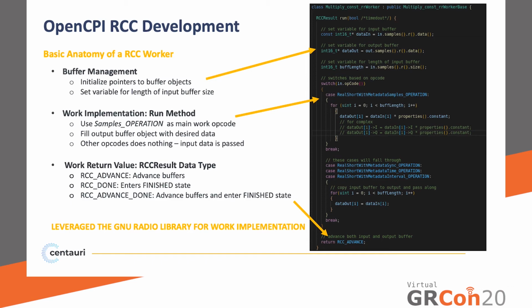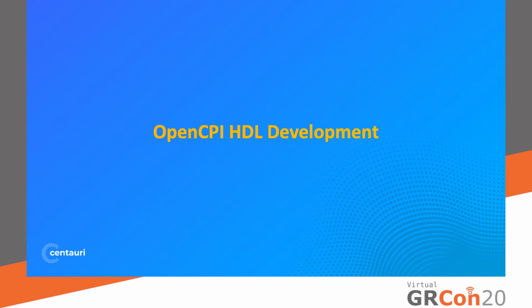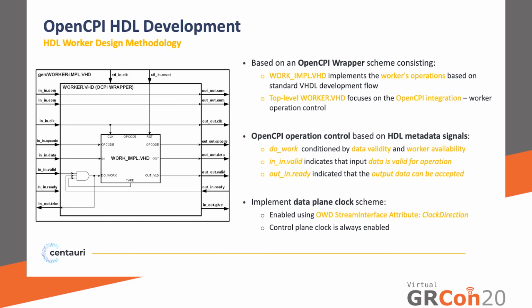For our case study, we actually leverage the GNU Radio work implementation. Next, I will highlight some key aspects of our HDL development. Our HDL worker design methodology is based on an OpenCPI wrapper scheme. This wrapper scheme allows us to use the standard VHDL development flow for the work implementation. Once the work implementation has been verified, that code can be wrapped into a top-level design. The top-level design focuses on the OpenCPI integration, which is primarily worker operation control.